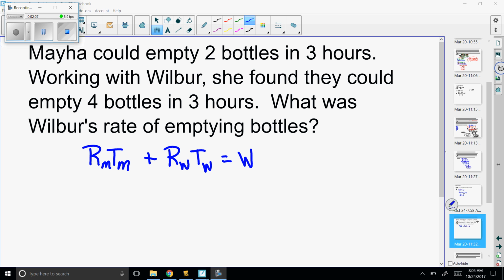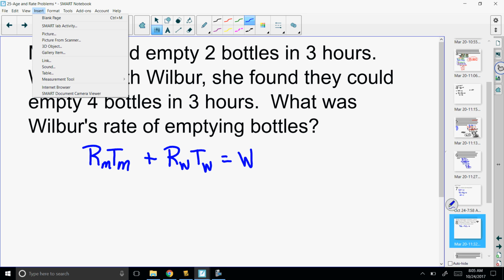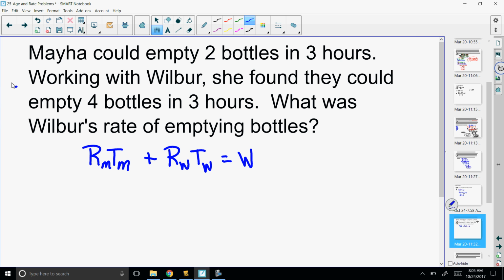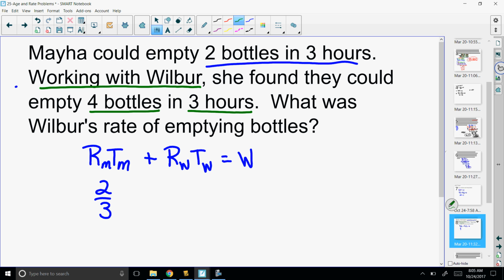So what information we know is that Maya can empty 2 bottles in 3 hours. So that's going to be her rate, 2 bottles in 3 hours. But then it says that working together, so when she works with Wilbur, they can empty 4 bottles in 3 hours. That's overall, that's together.